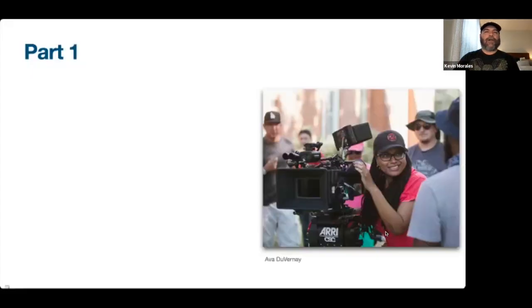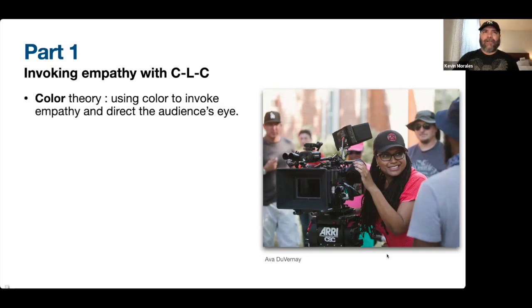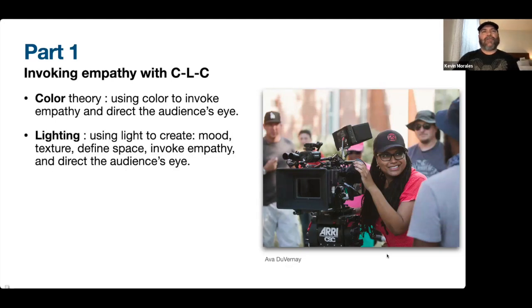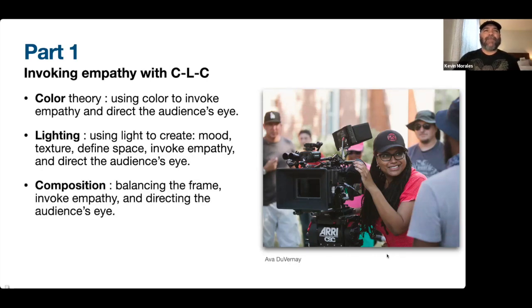We're going to do this in two parts. Part one, we're going to discuss the elements of film that are not related to movement, or CLC. That's color theory, using color to invoke empathy and direct the audience's eye. Lighting, using light to create mood, texture, define space, invoke empathy, and direct the audience's eye. And composition, this is balancing the frame, invoking empathy, and directing the audience's eye.